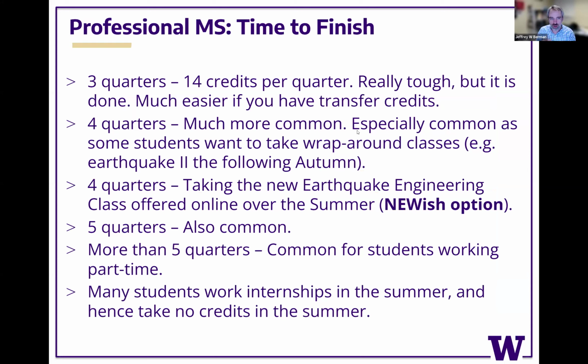Okay, so how long does this take? Usually our professional master's program students finish in 4 quarters. I would say most finish in 4 quarters. Some finish in 3 quarters, but it is quite challenging. To do 3 quarters, you've got 14 credits per quarter, kind of minimum. It doesn't really work out that way with the 4 credit classes. It's kind of 2 16s and 10. It is really tough to do this.